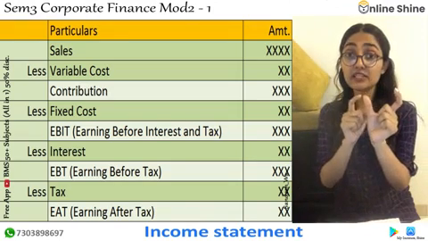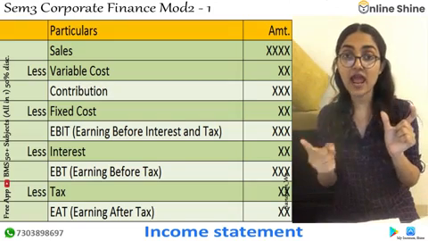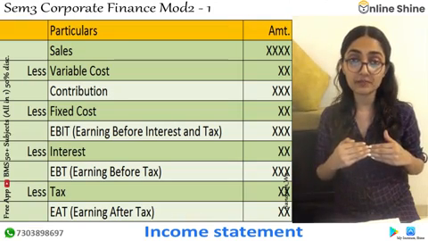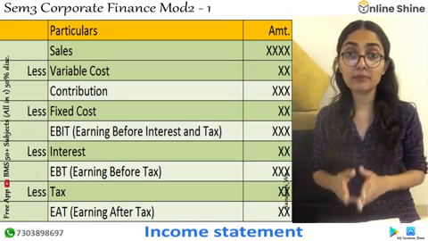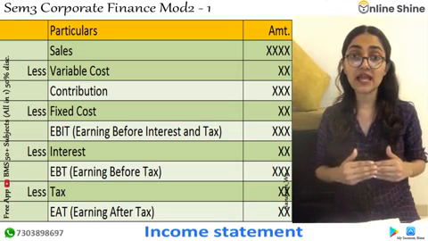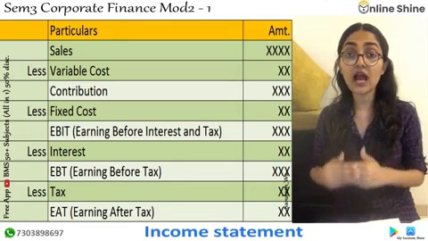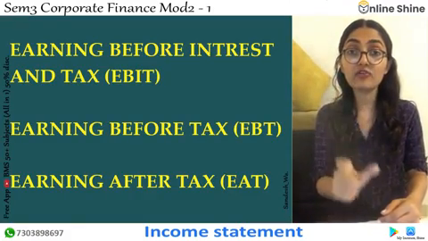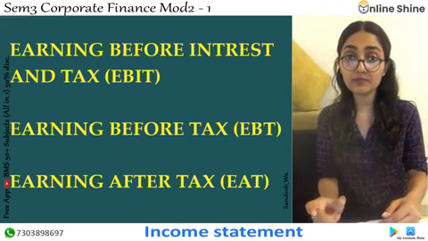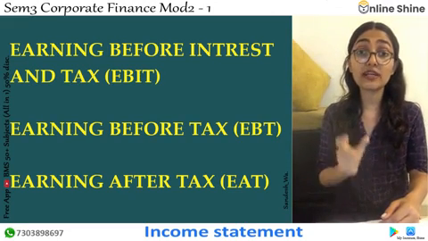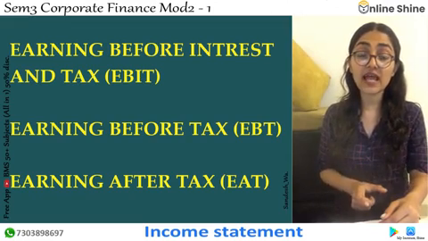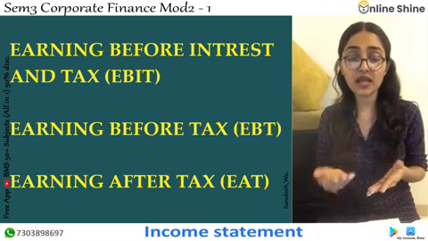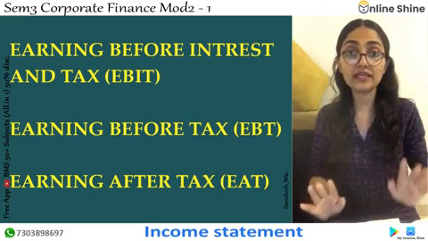The name itself says before what? Before interest and tax. Now before interest, then what will you minus? Next, interest. You will get earning before tax, and then minus tax. You will get earning after tax. You have a short form for these terms. Earning before interest and tax is called EBIT. Earning before tax is called EBT, and earning after tax is called EAT. So you need to remember these short terms. It may be asked in the question, so it should be clear in your mind.